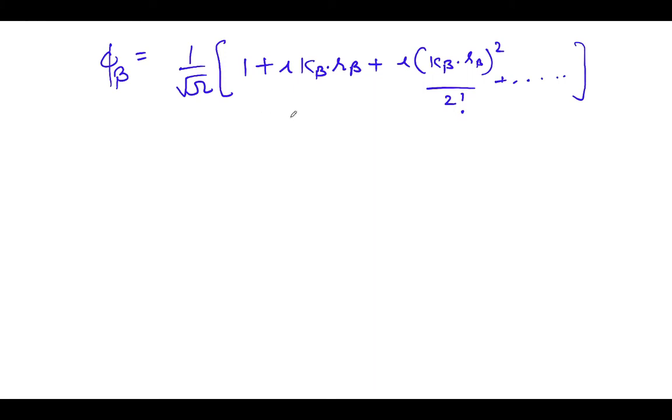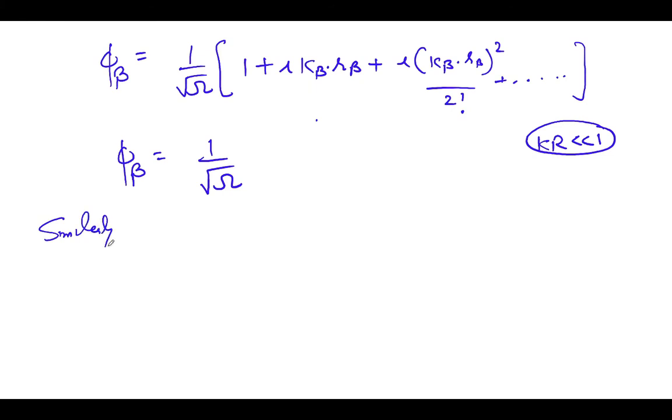So this becomes a very small function, because the value of this kr is very small, and we generally neglect these values. So the value of this beta wave function is 1 over under root of omega. Similarly, for this planar wave solution, we can write down this neutrino wave function, which is almost similar, of the order of 1 over under root of omega.